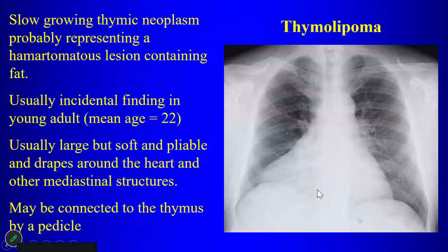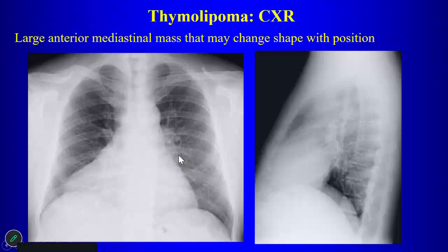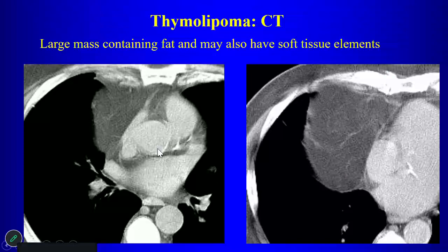So these thymolipomas can grow to be very large. They usually don't cause symptoms. And they do have to be removed because, again, you might be dealing with a low-grade liposarcoma. They're soft and pliable. Sometimes even on decubitus imaging, they might move. They might be connected to the thymus by a pedicle. So these tend to be large masses in the anterior mediastinum that might change with position. On CT, they're predominantly fatty attenuation, and they may have soft tissue elements within it.